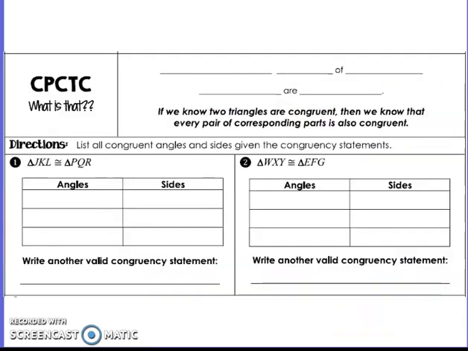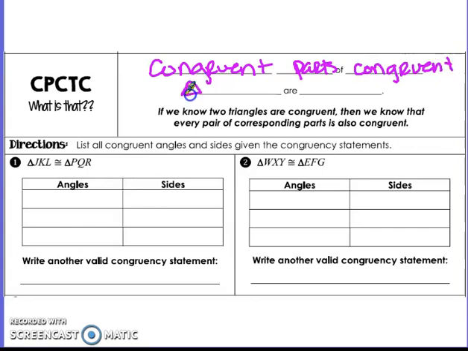Now, to know what that is, we're going to talk about something called CPCTC. What that means is congruent parts of congruent triangles are congruent. Now, you're going to hear me say CPCTC instead of saying that whole thing out every time. But the big thing to keep in mind is that congruent parts of those triangles are congruent.